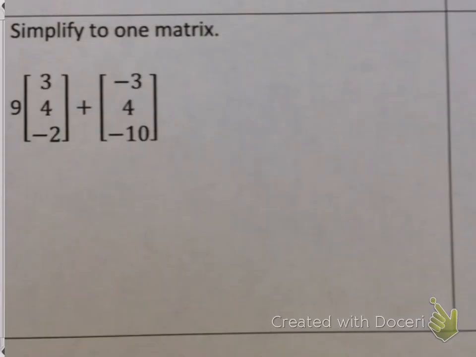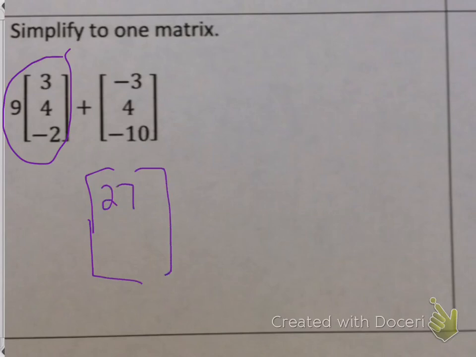Last problem right here says simplify to one matrix. Just like in regular math, we're going to do order of operations first. It says to multiply before add. So I'm going to multiply that first matrix through by 9. And when I do that, I'm going to get 9 times 3, which is 27. 9 times 4, which is 36. And 9 times negative 2, which is negative 18.